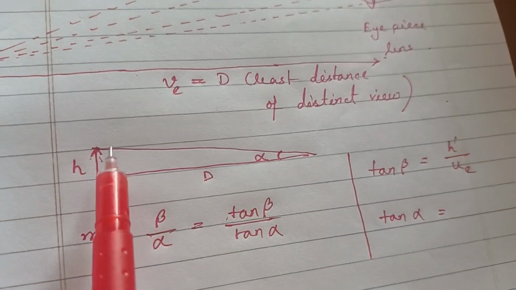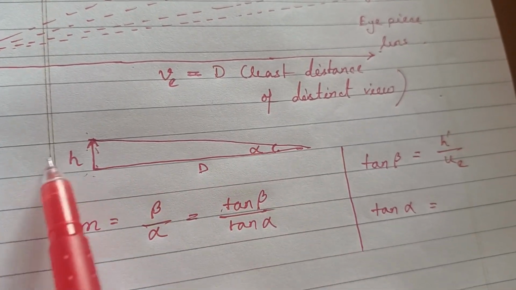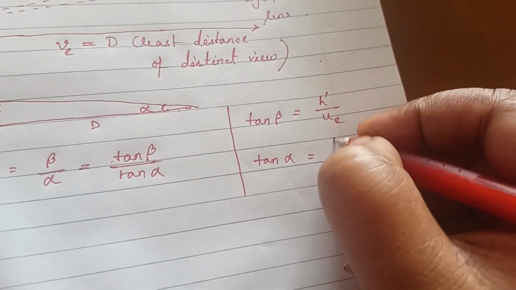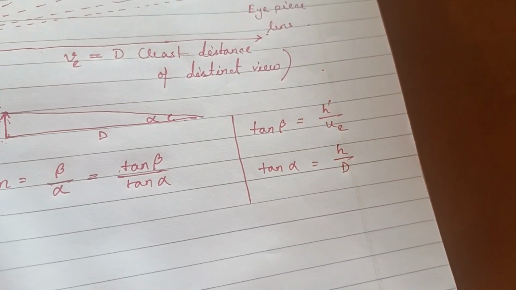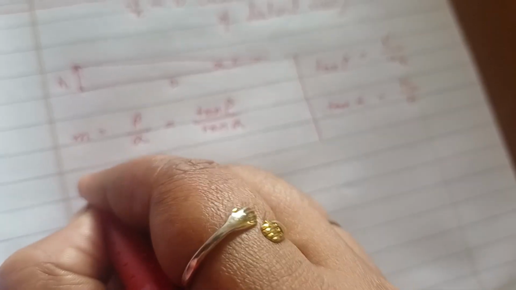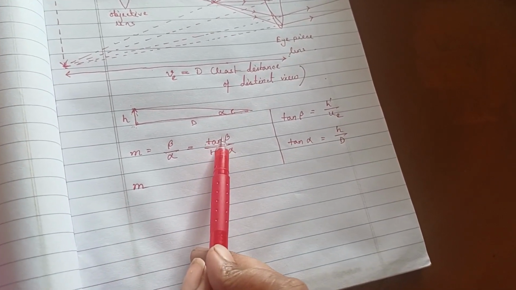Now tan alpha is what here? Tan alpha means opposite by adjacent. Opposite is h, adjacent is d. So tan alpha is going to be h by d. So tan beta and tan alpha you have found out. Now for magnification, we are going to substitute them in the place of tan beta and tan alpha.